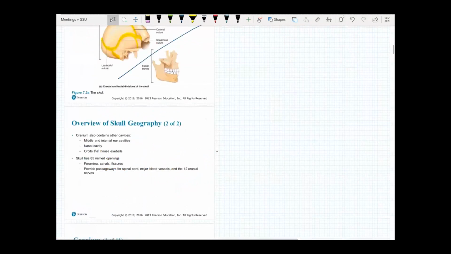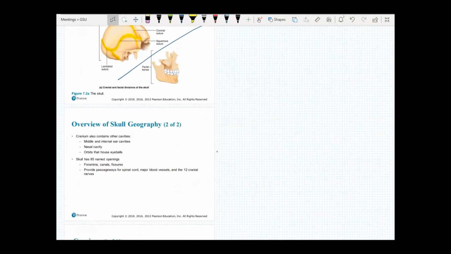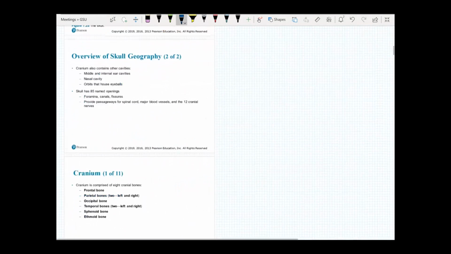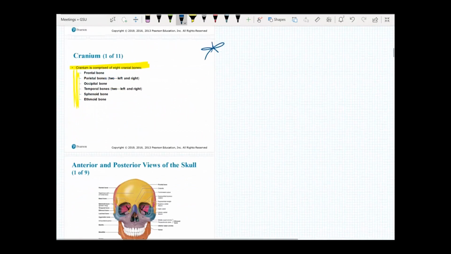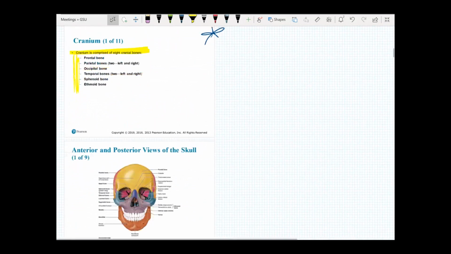Okay, so within our cranium, there's a lot of cavities and holes. For lecture, you do not need to be able to name or look at all of these. What you do need to focus on is just the overarching bones that make up the cranium. The cranium is made up of 8 cranial bones, and you do need to know all of these. So we're just going to highlight them on this picture down here.